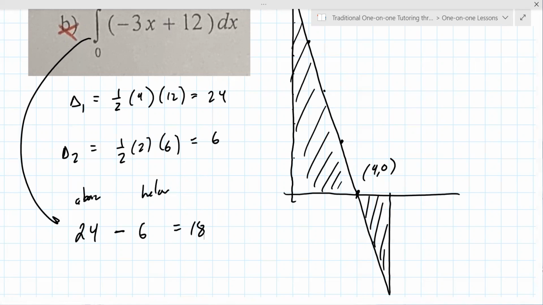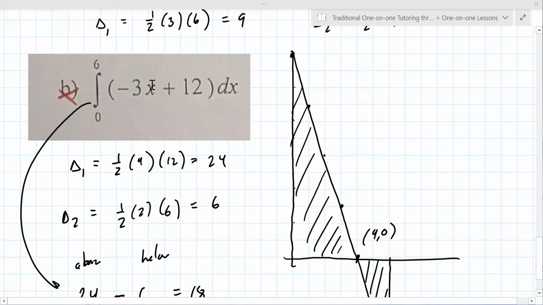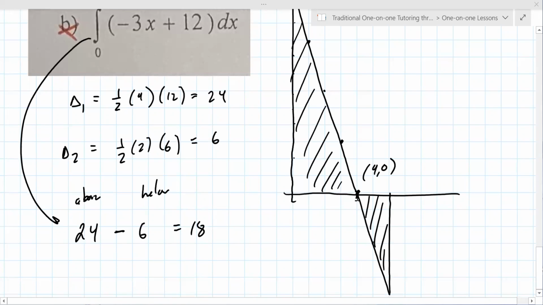Quick question. How do you know that that little triangle is below the x-axis? Just where it hits there at 4 and then it keeps going. Like I'm just graphing this thing, and it hits the x-axis there, and it just keeps going. This is the line, the line of y equals -3x plus 12.